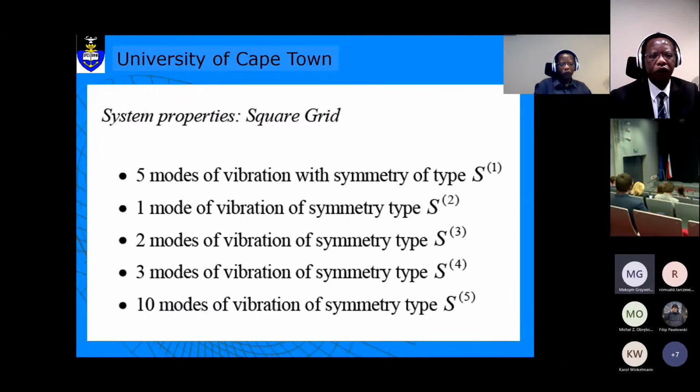Finally, for the square grid, which belongs to the symmetry group C4V, the associated subspaces S1, S2, S3, S4, S51, and S52 are found to be of dimensions 5, 1, 2, 3, 5, and 5 respectively, which all add up to the 21 degrees of freedom of the grid.